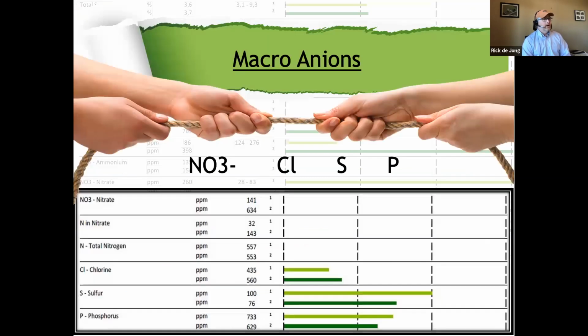Next one, nitrate. We look at nitrate, we look at total N. I'm going to get back to that in a minute. Chlorine, sulfur, phosphorus. We'll come back to this in a minute.